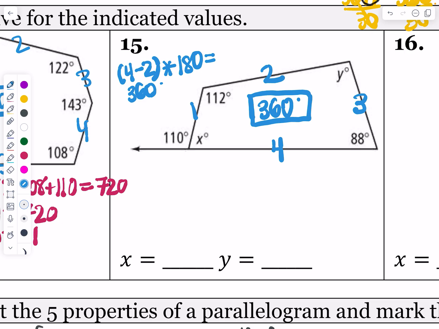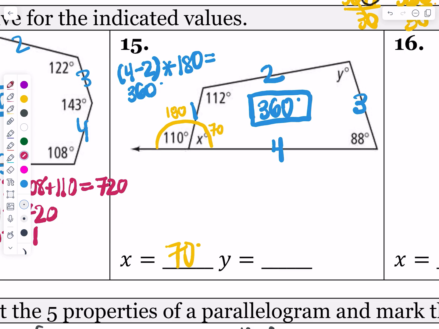Okay. The only problem is, as of right now, if I were to set up an equation, there would be an x and a y. X plus 112 plus y plus 88, adding up to 360, would not help me very much since there's two different variables. So what I need to do is solve for one of the other variables first. The first thing I notice is that x is adjacent and making a linear pair with 110. So if together those add up to 180, how much is left for just x? X is going to be equal to 70. If I know that x is 70, that's going to help me because now I can set up my equation and only have one variable.